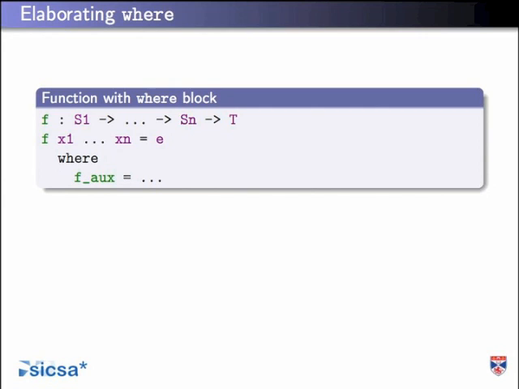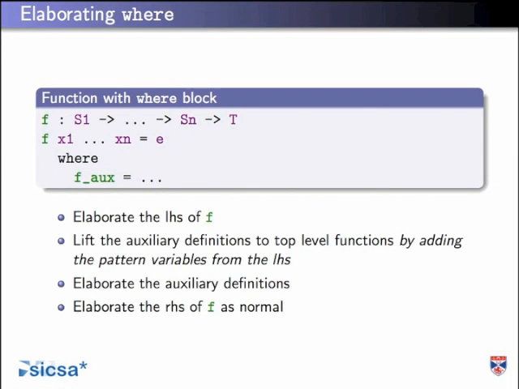Functions with where blocks get a bit more awkward because where blocks aren't allowed in TT, so we'll have to think about how to deal with that. So what do we do? Elaborate the left-hand side of f just as before. That gives us all the pattern variables. That tells us everything that is going to be in scope when we elaborate the where block. So now we have all the information. We just need to seed the elaborator with that information.